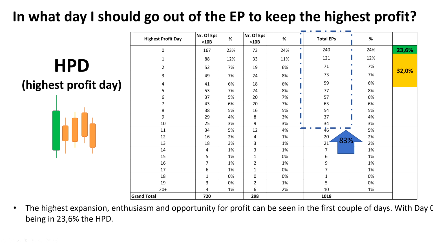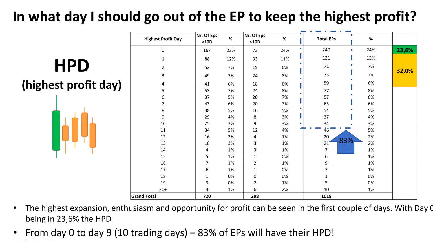Let me see what I wrote here. The highest expansion, enthusiasm, and opportunity for profit can be seen in the first couple of days, with day 0 being in 23.6% the high profit day. And then I hope this is visible on the screen, but from day 0 to day 9, so from here to here, this is actually the explanation of this square. What you see is from day 0 to day 9, in 83% of the EPs, the high profit day is within this period. And this is counting a 20 days range.